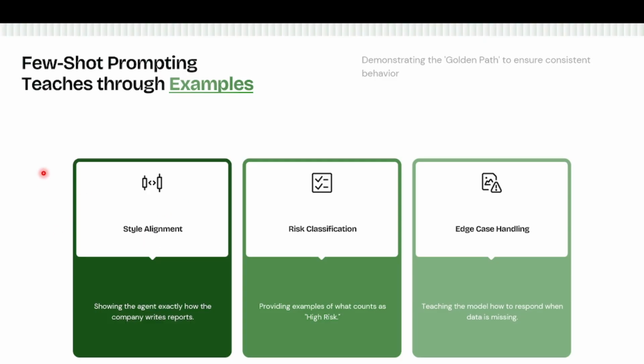All right, so we are still on prompting. Few shot prompting. I've been talking about this one several times, so you should know the meaning now. Giving the agent instructions with examples is called few shot prompting. This teaches through examples. Few shot prompting teaches the agent or the AI through examples. An example is demonstrating the golden path to ensure consistent behavior. So you give it an example here, a golden path, to demonstrate consistent behavior. Examples allow the agent to shape its output using the example.